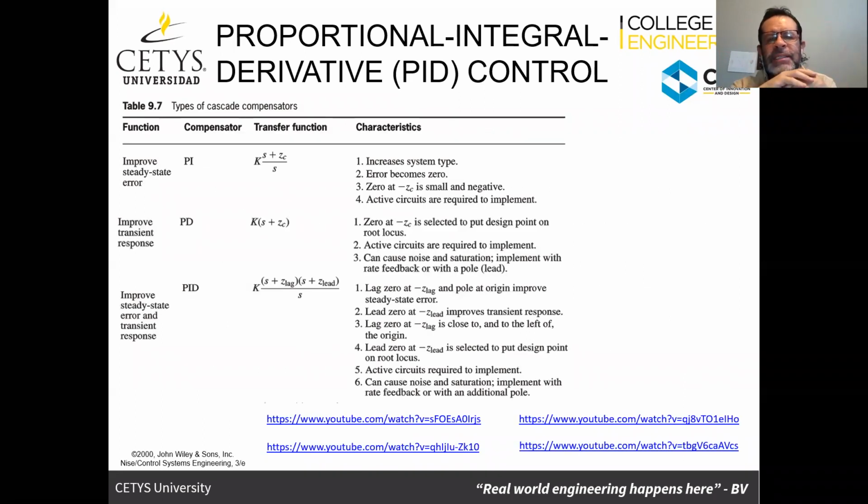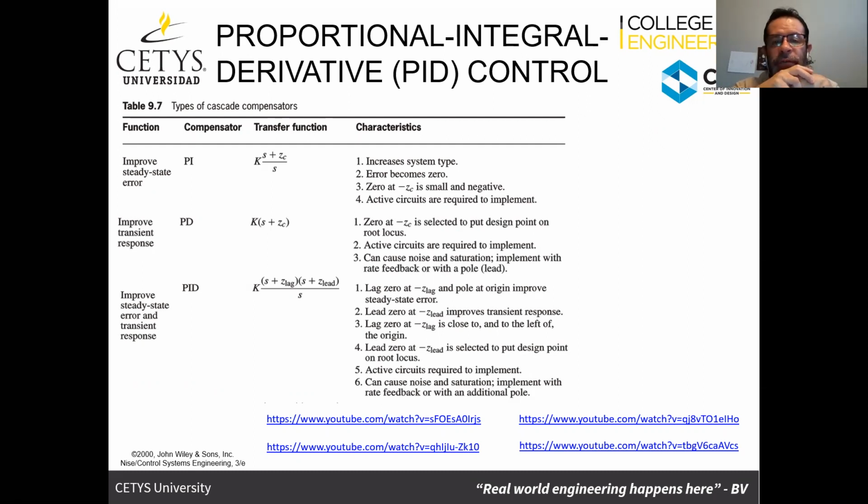And so this is kind of a summary of each of the controllers. So again, the PI is going to improve steady state error. It increases the system type. The pure PI controller is just to add the S, but really we're going to add an S plus something. That something that we're adding can be very, very small, so it's very close to the origin, and that means it's very close to 0.